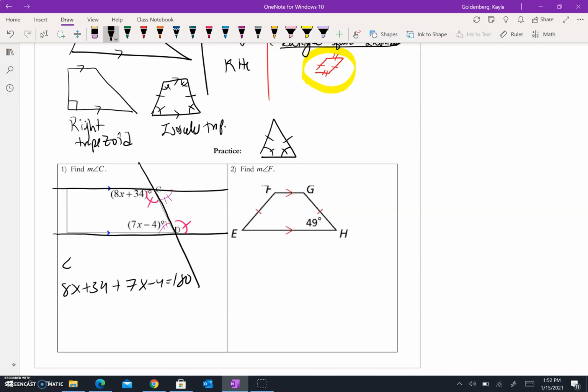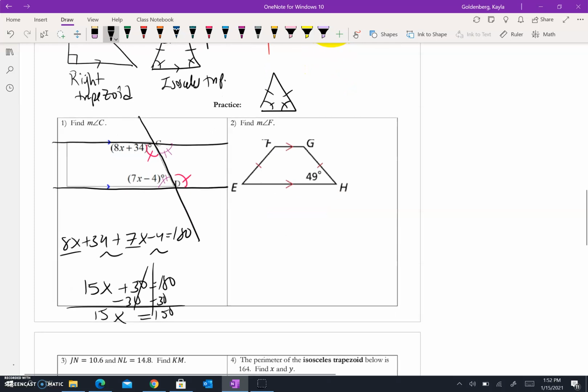That's saying the two angles add to be 180. And that's just coming from our parallel line properties. I'm going to combine my like terms. 15x plus 30 equals 180. I'm going to subtract 30 on both sides. And 15x is equal to 150. Notice that the numbers there work out really nicely. Divide by 15, and we'll get that x is 10.